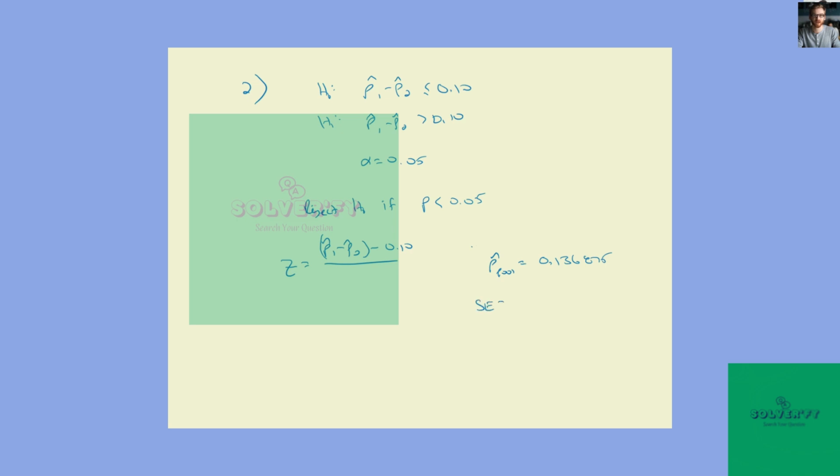And then the standard error is going to be the square root of the pooled sample proportion times 1 minus the pooled, times 1 over n1 plus 1 over n2, and I'm just going to go right to a calculator for that. It comes out as 0.0502.